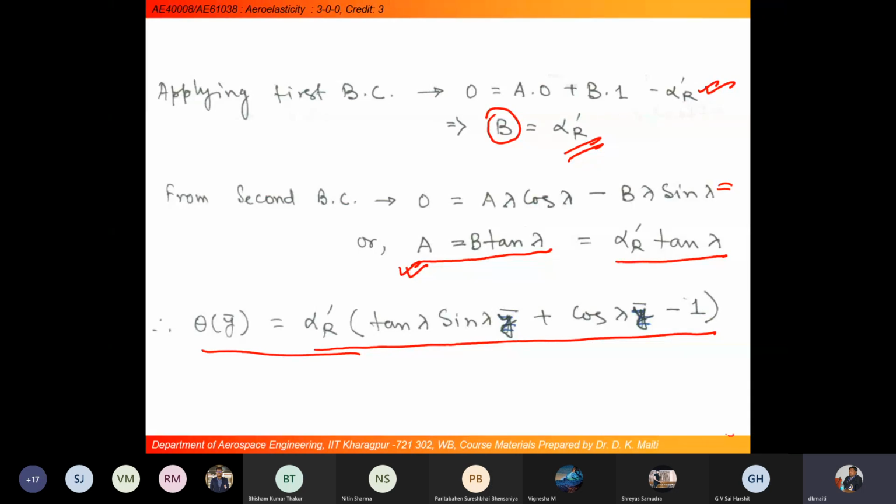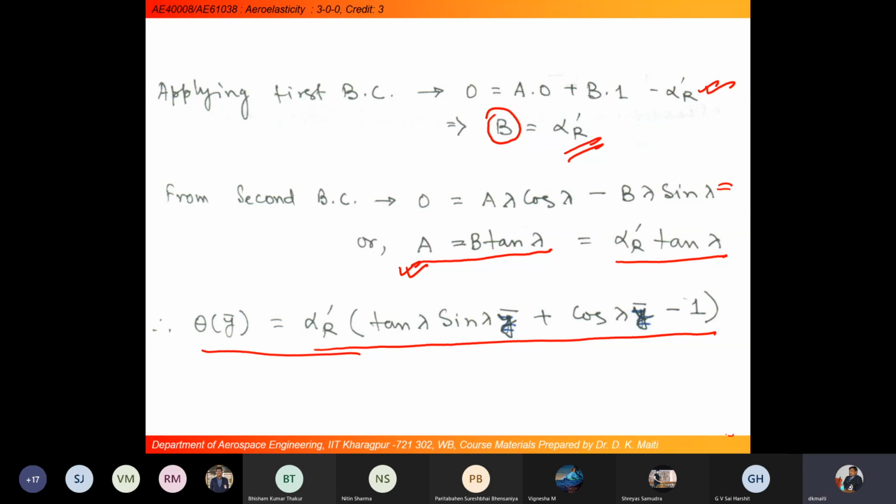This is the final solution for a 3D finite wing, where we have idealized the straight rectangular wing as a cantilever beam, and we have taken 2 degrees of freedom, w and theta. w is coupled with theta, whereas theta is not coupled with w. I am taking the second equation and getting a solution. So alpha r is the initial angle of attack.